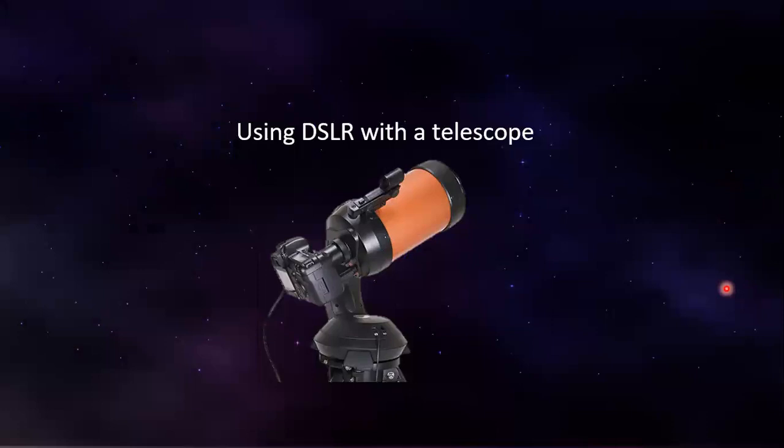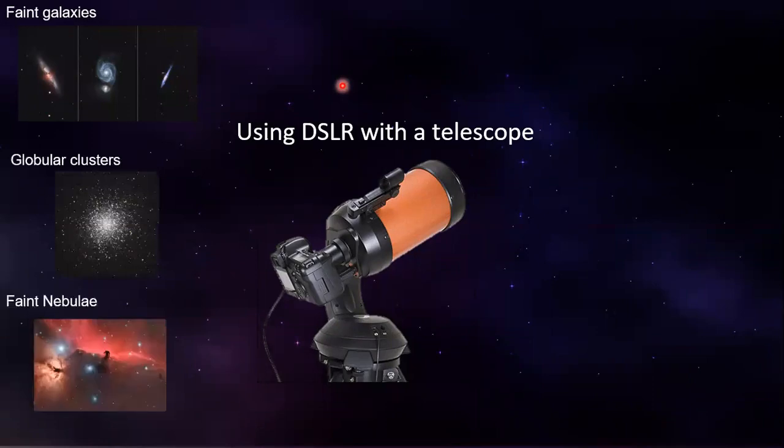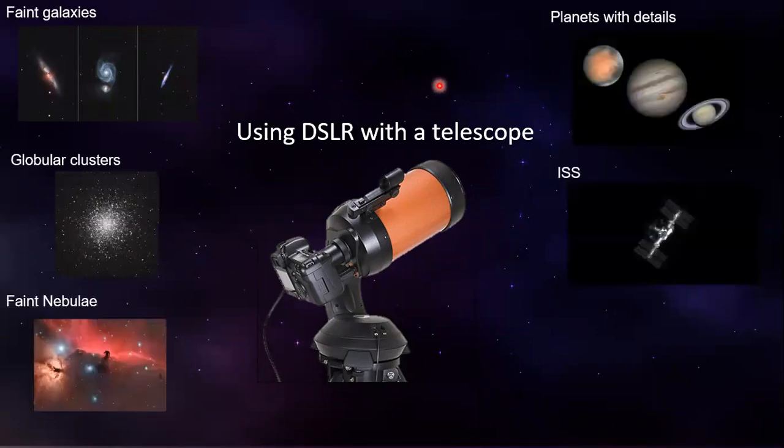But if you can get a telescope and use it with your DSLR, then nothing can be better than that. However, this setup costs a decent amount of money. You can get faint galaxies, globular clusters, nebulas, and planets with much detail. You can even take pictures of the International Space Station with this, and much more. There is nothing you can't take pictures of with this setup.